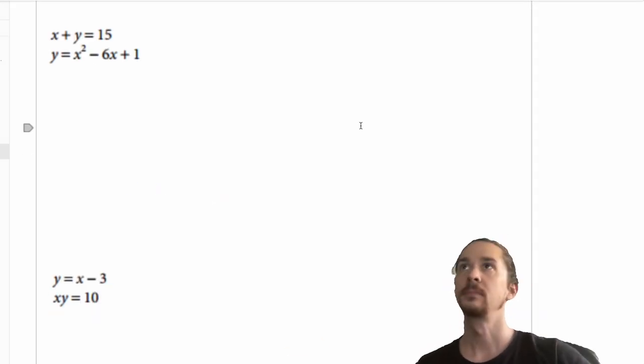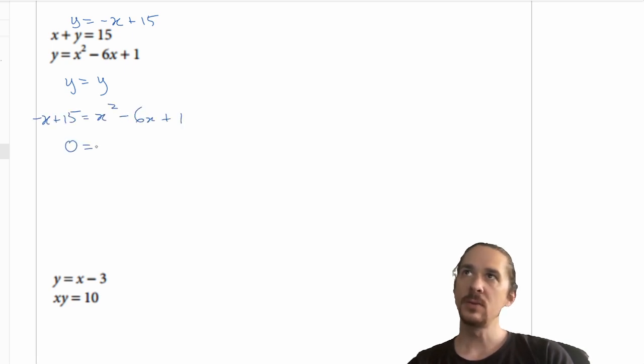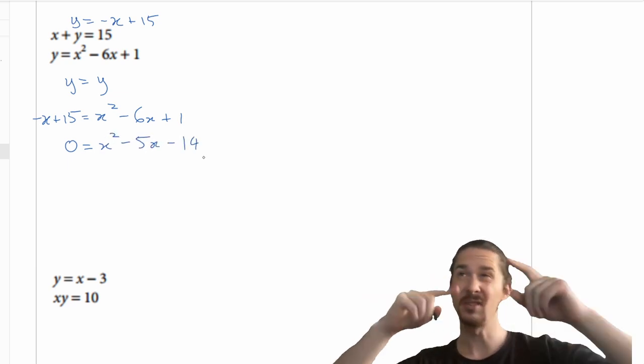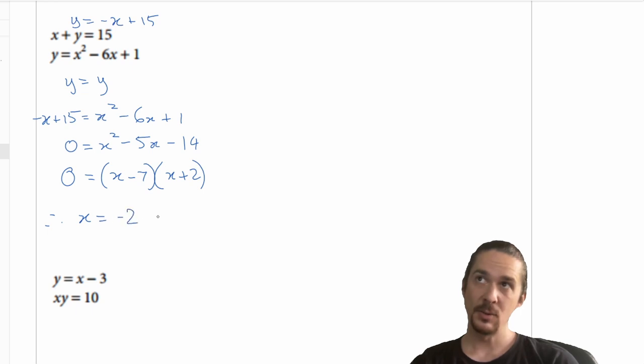Okay, next one. X plus y equals 15. So that just means y is -x plus 15. So we can say y equals y, or -x plus 15 equals x squared minus 6x plus 1. So 0 is equal to x squared minus 5x minus 14. 14, 7, and 2. I'm going to make it -7 and +2. 0 equals x minus 7, x plus 2. Therefore, x is equal to -2 or +7.